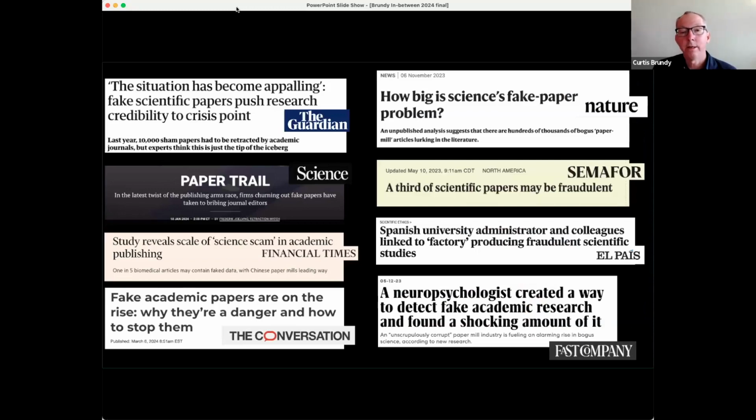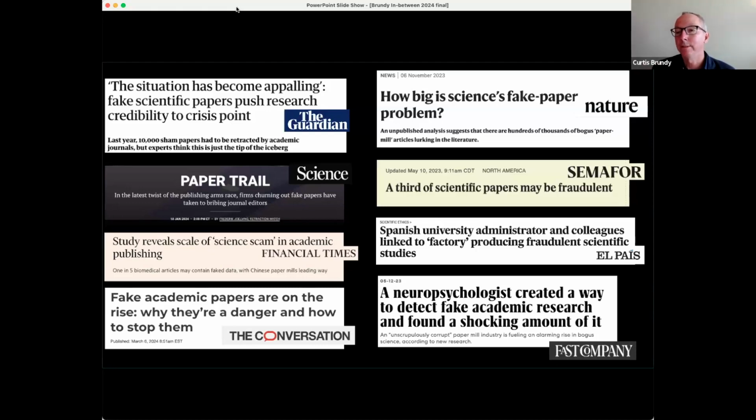And I'm just going to read a couple of these. The one from The Guardian, this one's choice: "The situation has become appalling. Fake scientific papers push research credibility to the crisis point. Last year, 10,000 sham papers had to be retracted." And this is the important part here: "But experts think this is just the tip of the iceberg." So how is that for a headline for eroding trust? We're only seeing the tip of the iceberg.